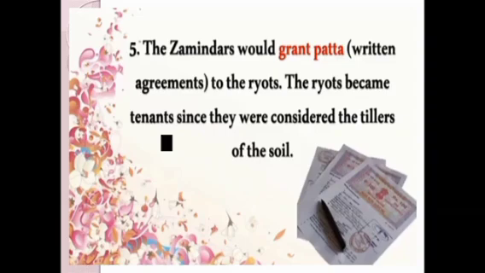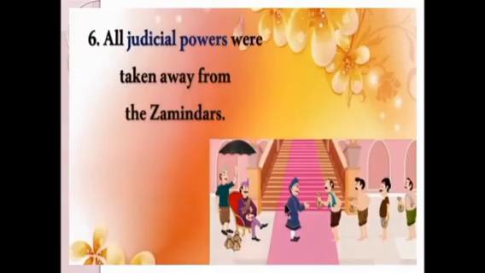Since farmers are referred to as tillers, the sixth feature is all judicial powers were taken away from the zamindars. So, all the law and order functions were taken away from the zamindars and came under the control of the British East India Company.